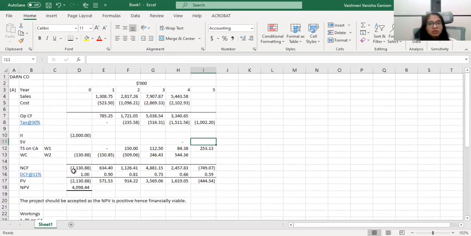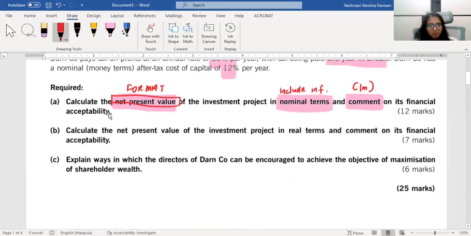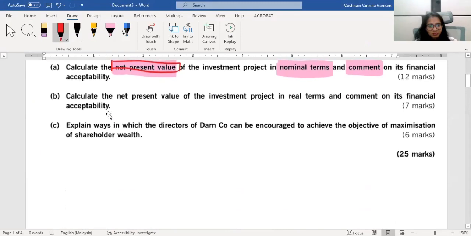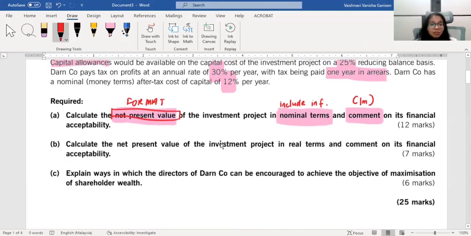Okay, so now let's move to the next question. The next question that I'm going to do will be, let me share screen with you. Oh, we have another part of this question, part B. Okay, let's do part B before we move to the next question, because this is quite an interesting question.